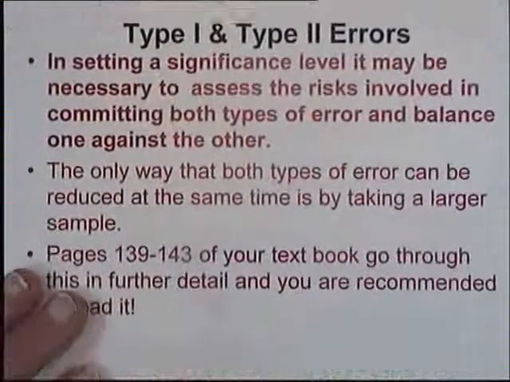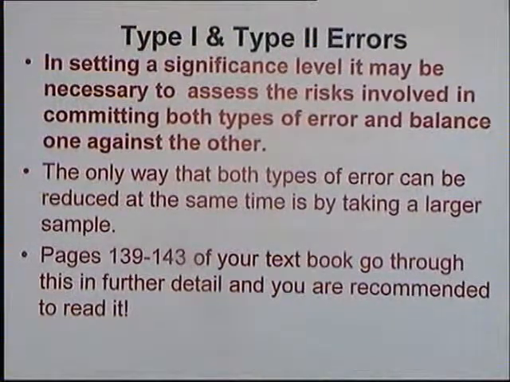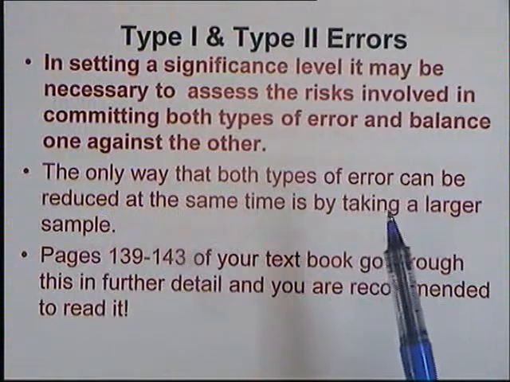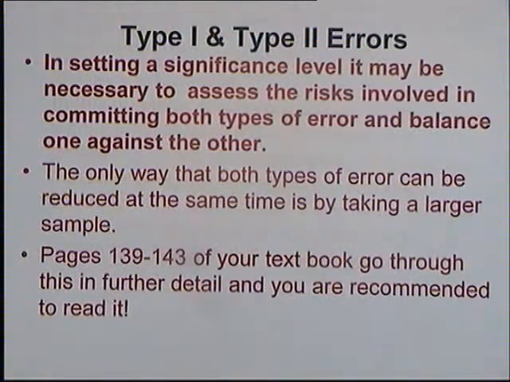And it said, in setting a significance level, it may be necessary to assess the risks involved in a type 1 error and a type 2 error, which is the most important sort of error, the one you want to avoid the most. And this is basically the Alex principle here. The only way both types of error can be reduced at the same time is by taking a larger sample.